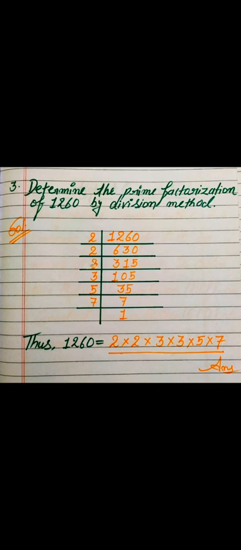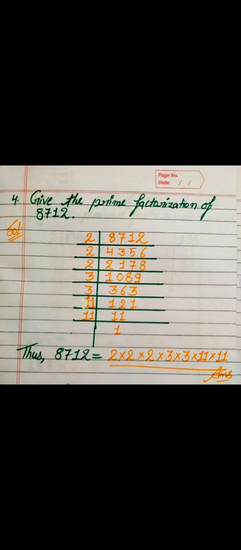Now next, here we have to find the prime factorization of 8712. How will we do this? Again we will write this 8712 in this table. Now as we can see its last digit is 2, that means it is divisible by 2. When you divide this by 2, you will get 4356.